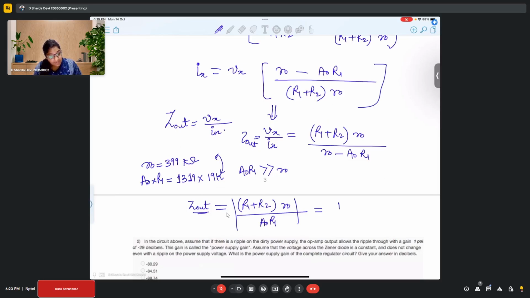So now by substituting all these values, the final result that we obtain is 658.21 ohms. So the Z out turns out to be 658.21 kilo ohm.